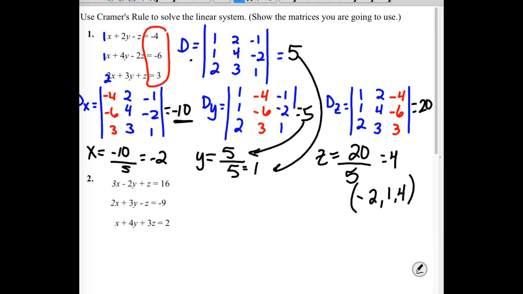Okay? All right, I'm going to pause the recording. I want you to set up the matrices for the next one, and then we'll split it up and we'll each find one of our answers.